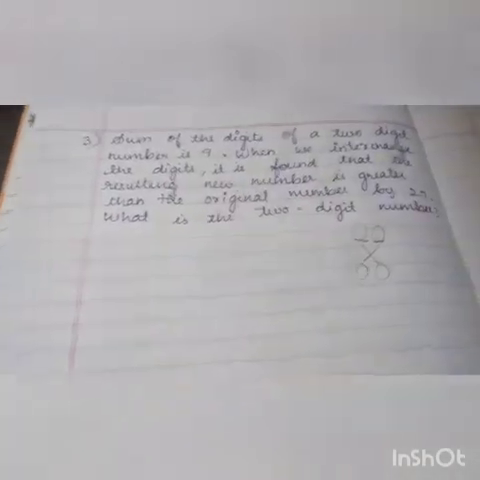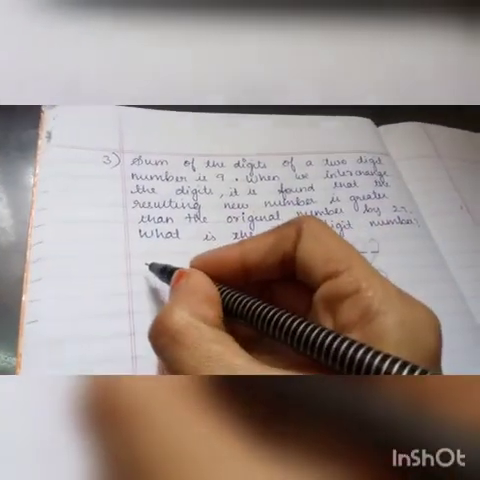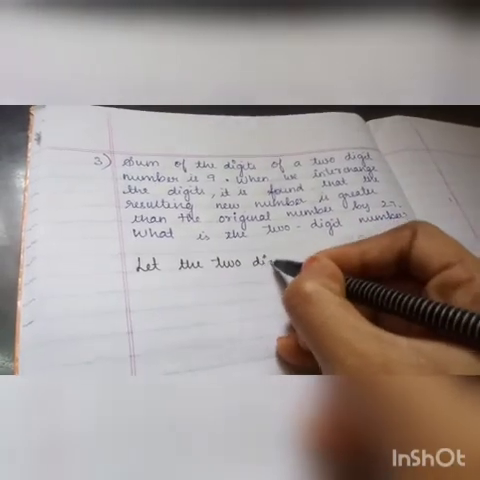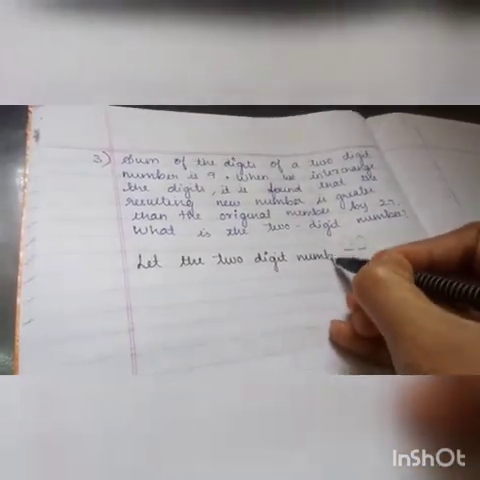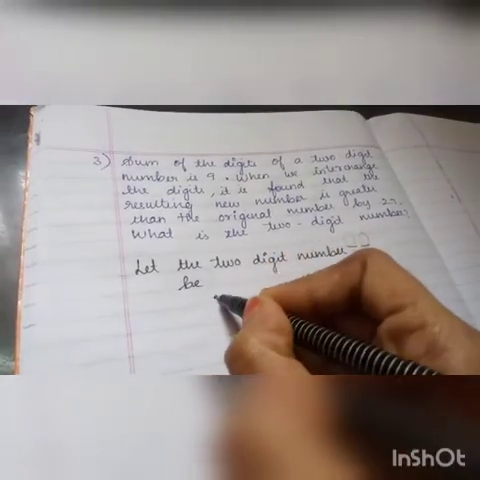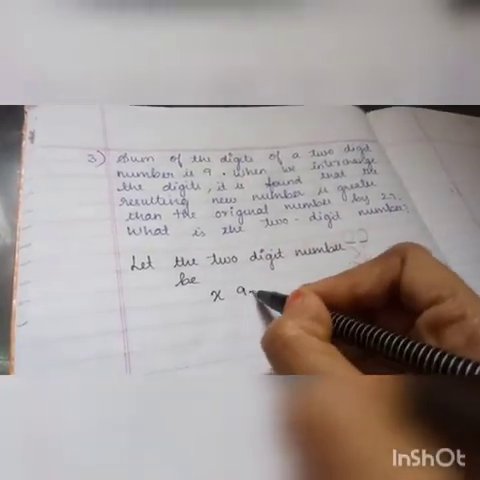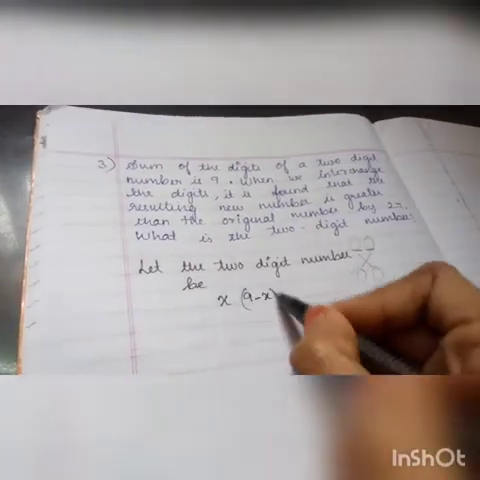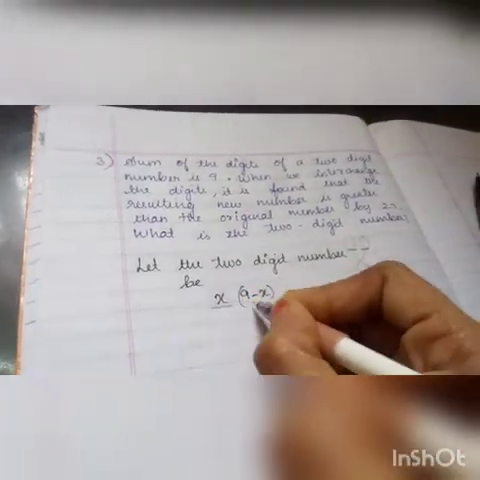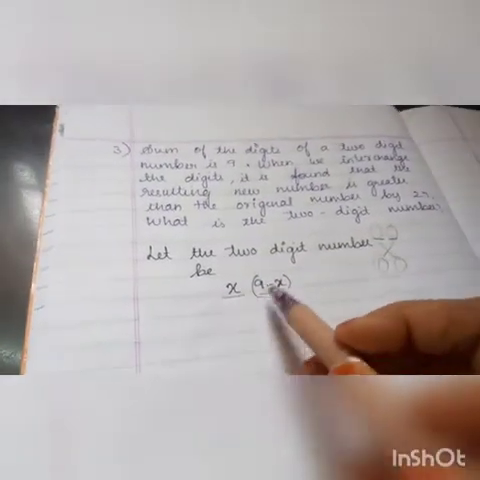Now we understood that if we add the digits, the sum is 9. When we interchange the digits, the resulting new number is greater than the original number by 27. Let us consider the 2-digit number to be x and 9 minus x. So x and 9 minus x is our 2-digit number. Why am I saying that x is one digit and this is one digit? So x and 9 minus x.